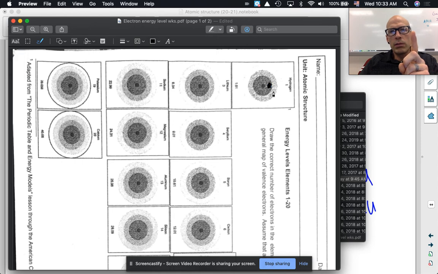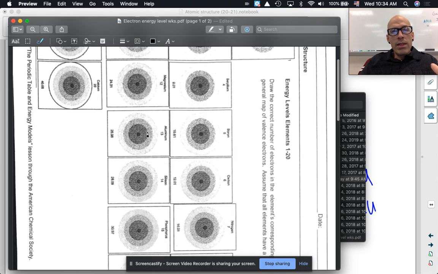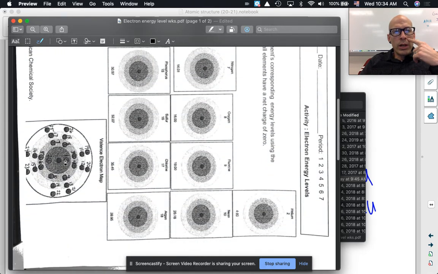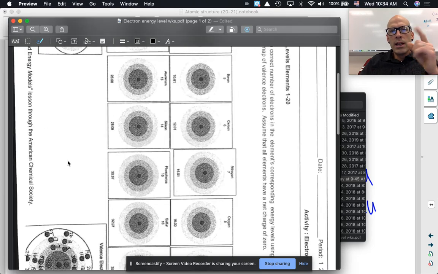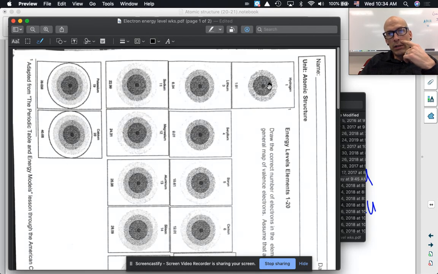And I would draw in here, is it letting me? Oh boy, that's horrible. So I put my little dot there. Why there? Because that's where the number 1 electron has to be. The number 1 electron is right there in the number 1 spot. And so that's where I put it.